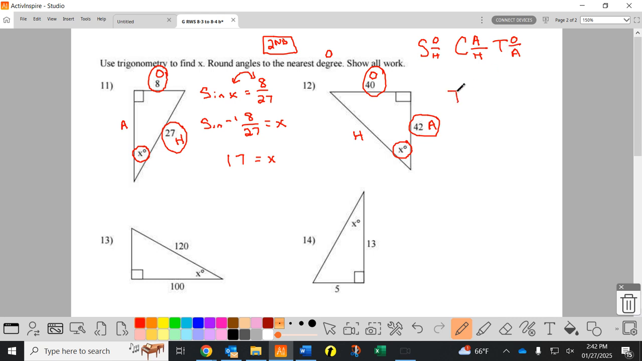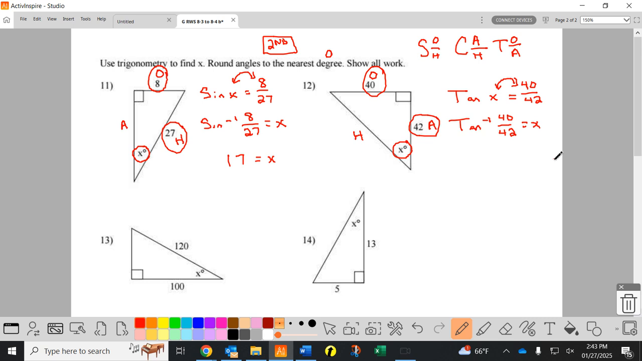So it's going to be tangent of x, because we don't know the angle yet, equals opposite over adjacent, so it's going to be 40 over 42. Whenever you don't know that, you're going to switch them. It's going to make it tan -1, do the inverse function. 40 over 42 equals x.